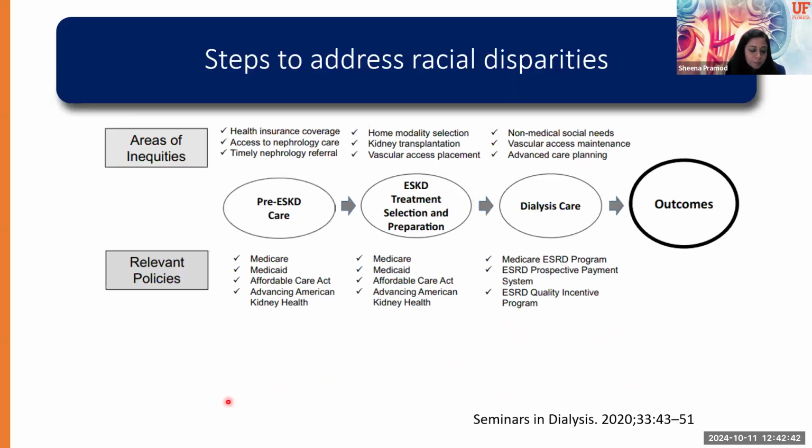So we know that on the road to looking at outcomes, there are several areas where interventions are possible, or several steps where disparities can occur. So pre-ESKD care, then ESKD treatment and selection, dialysis care, and then outcomes. And out of these areas of inequalities, it can be in the health insurance, access to nephrology care, modality selection, referral for transplant, and several changes, such as the Affordable Care Act and Advancing American Kidney Health, have been proposed in order to affect the change better in each of these categories.